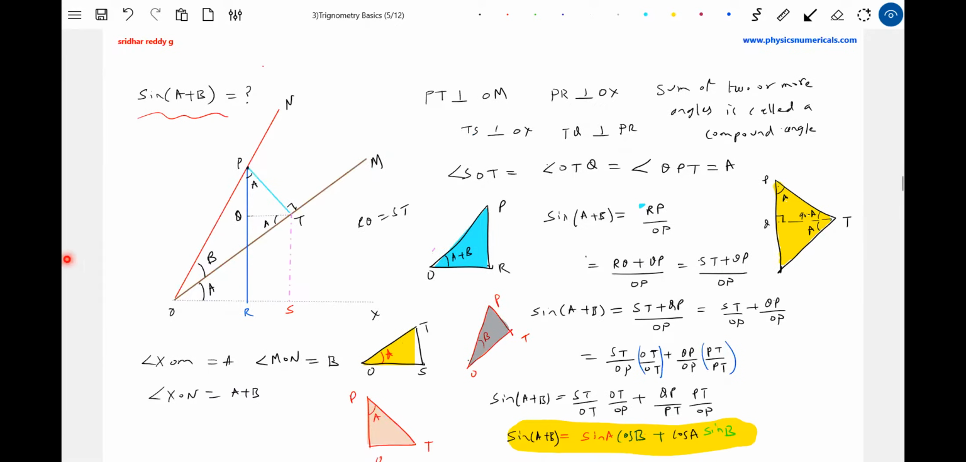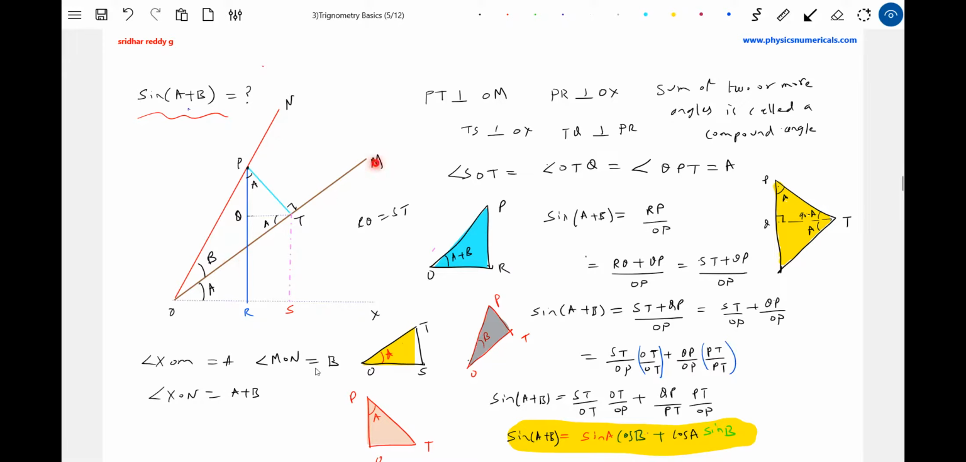We'll go for the compound angles. Sine of A plus B, what can it be equal to? These are very important, which will help us a lot to proceed further. I could have written the expansion of sine of A plus B directly, it is there at the bottom, but we are trying to explain how it comes using this figure. So let me take this.